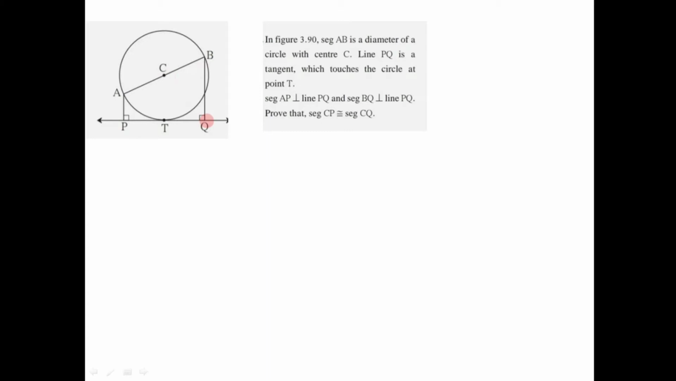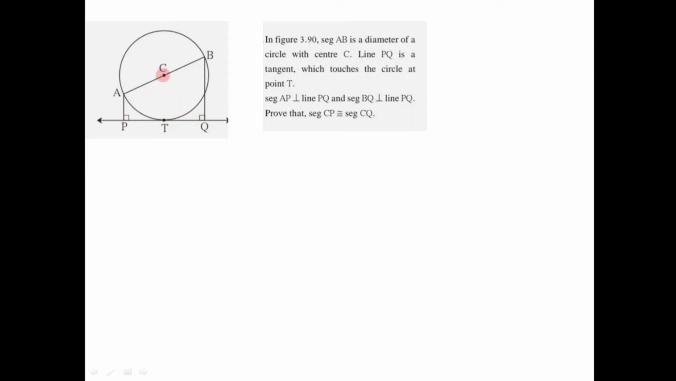Line PQ is a tangent which touches the circle at point T, and it is given that AP is perpendicular to line PQ. BQ is perpendicular to line PQ, and from this we have to prove that segment CP is congruent to segment CQ. As we can see in the diagram, we have to show that segment CP is congruent to segment CQ.